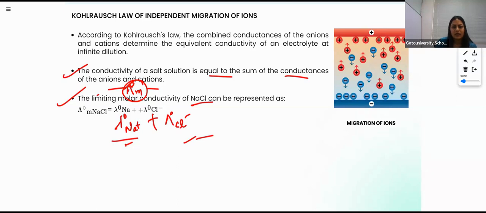That is what? The sum of the conductances separately for cation and anion. Every cation and anion will have their specific conductivity and molar conductivity, and they can be represented according to Kohlrausch's law as they migrate independently. So for molar conductivity according to Kohlrausch's law, we can calculate their conductance separately by adding them. All right.